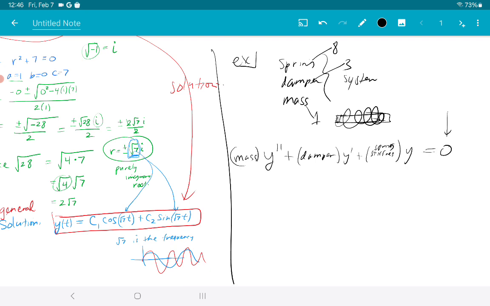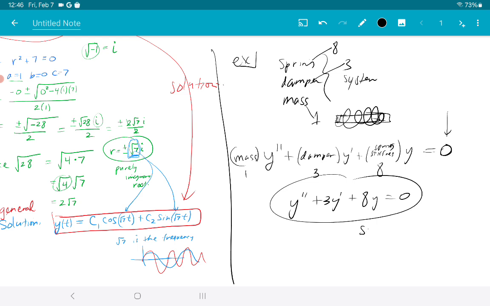And why is the right hand side 0? Well, the right hand side would not be 0 if you had a function being applied to this device. But for the time being, we'll pretend that that's not happening. That makes it homogeneous. All right, so in this case, what do we say? This is 1, this is 3, and this is 8. So our differential equation is y double prime plus 3y prime plus 8y equals 0. This is what we want to solve.